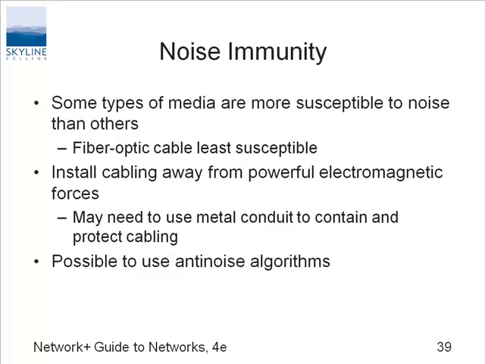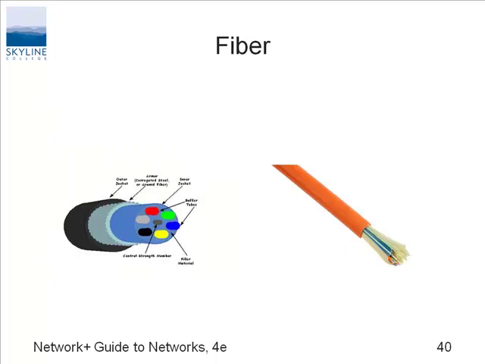Possible to use anti-noise algorithms. Fiber, and this is just a picture of fiber. This shows the buffer, the jumper, and these things are actually pretty well protected typically. This one has a number of different fibers in it, and this one, and there are lots of pictures of them, has a sheath, and this is usually a Teflon sort of a cushioning material. And we have multiple fibers in these things.